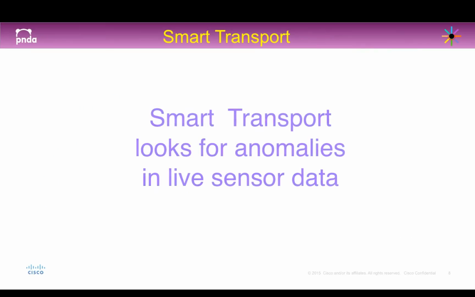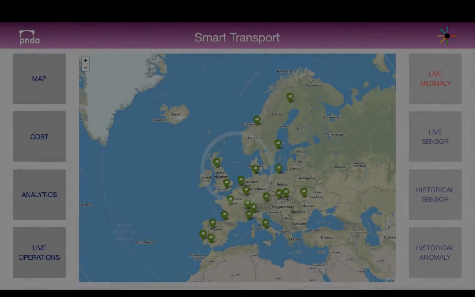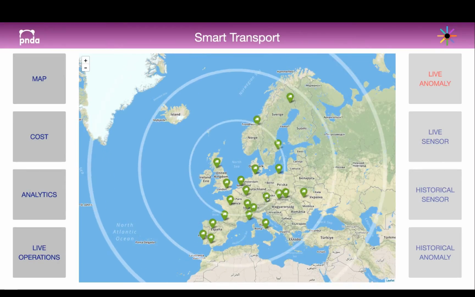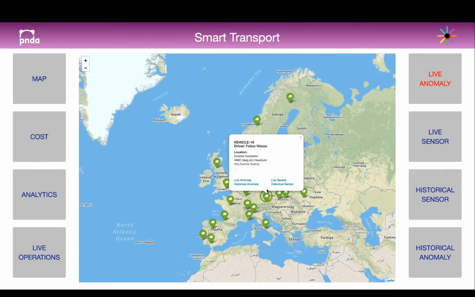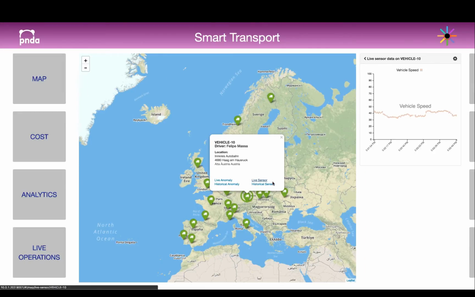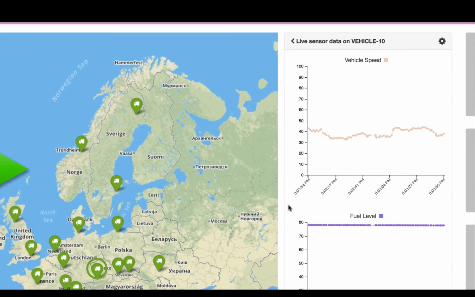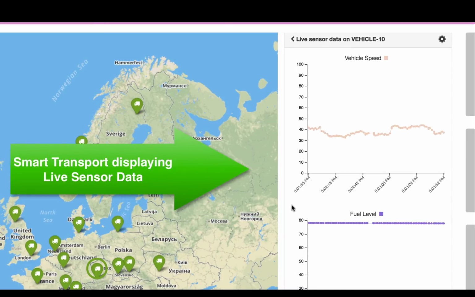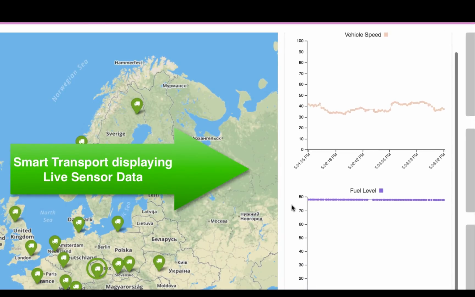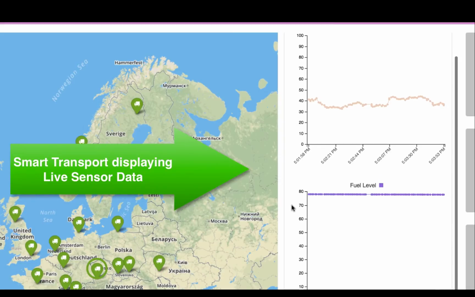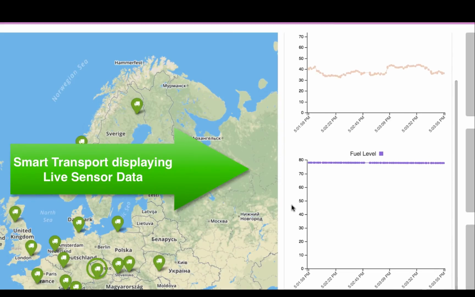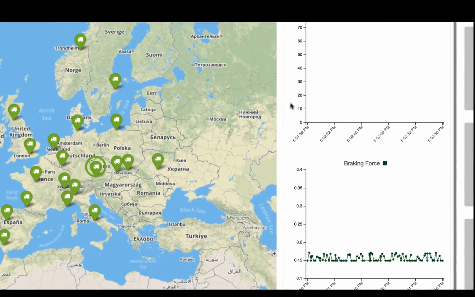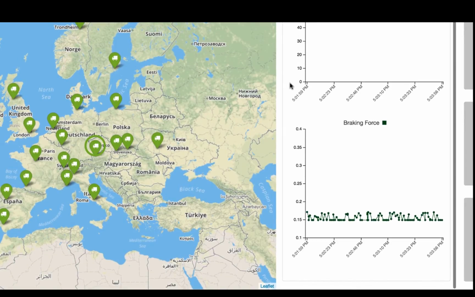All right, so the system ingests raw sensor data, and that's what it needs to examine if it is to discover or detect any anomalies. So in terms of raw sensor data, we click on a specific vehicle, and then you can see that there are several sensors that are displayed on the right here. So we've got vehicle speed, fuel level.